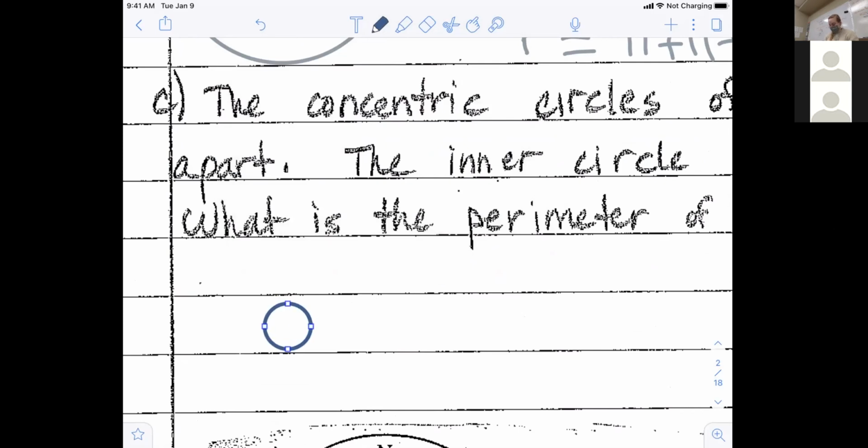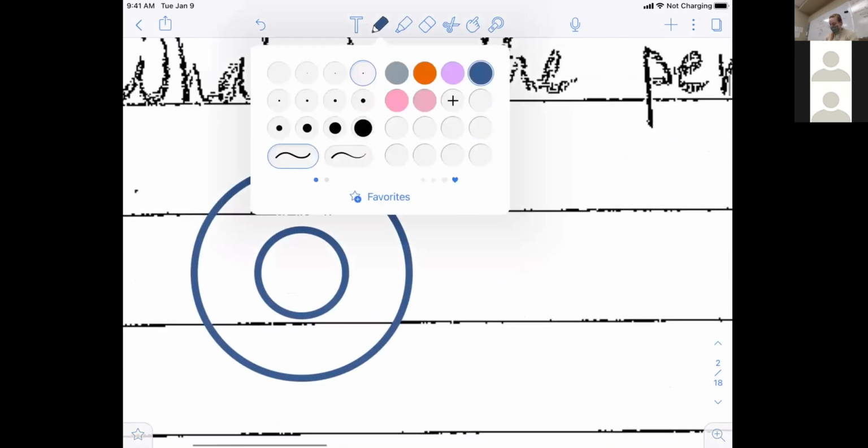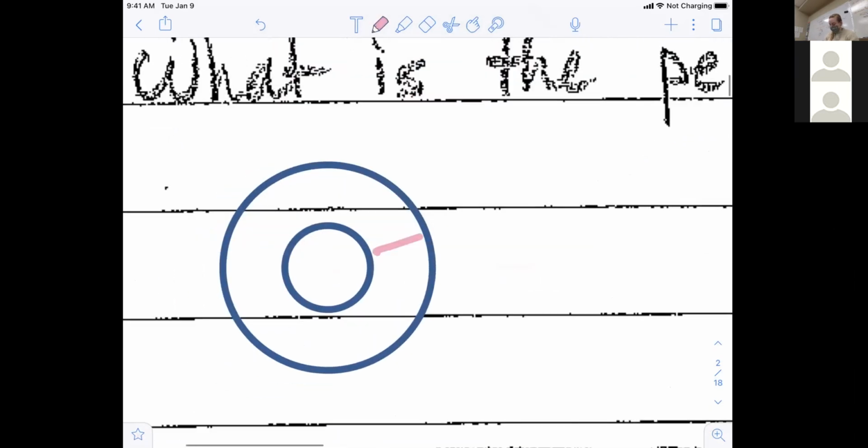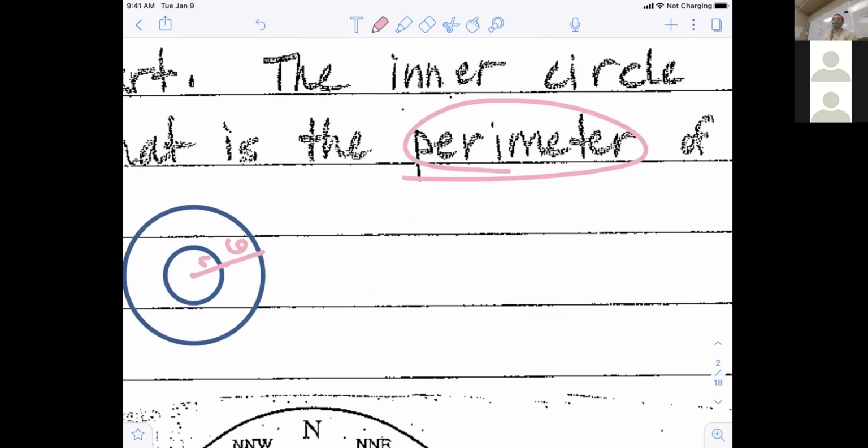You have an archery practice. I've got one circle and I've got a circle on the outside, and the circle on the outside is 6 inches away from the circle on the inside. I do not know what the radius from the very center of the circle to the very first inside circle is. What I need to find at the very end is the perimeter of the big circle, but I have to figure out this radius before I find anything else.